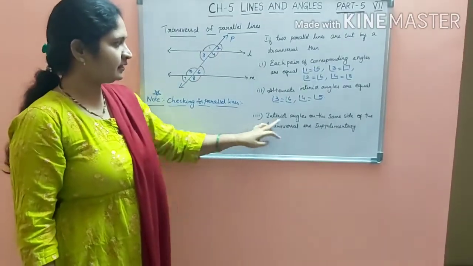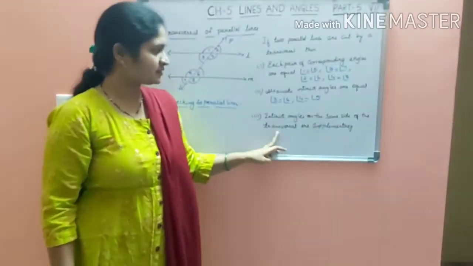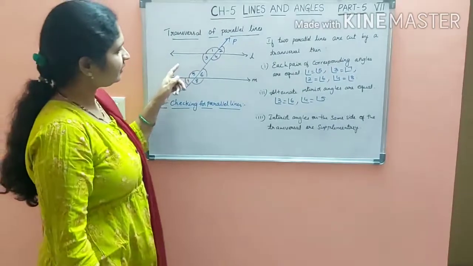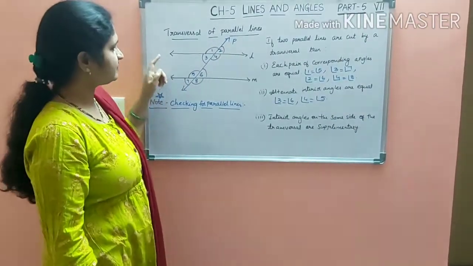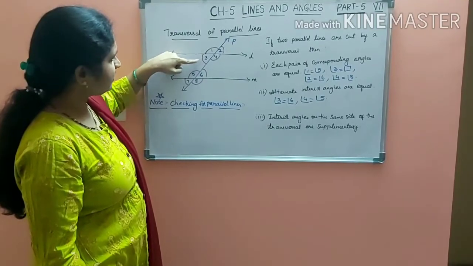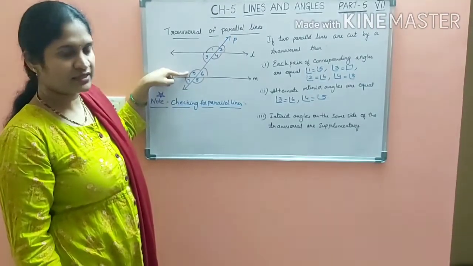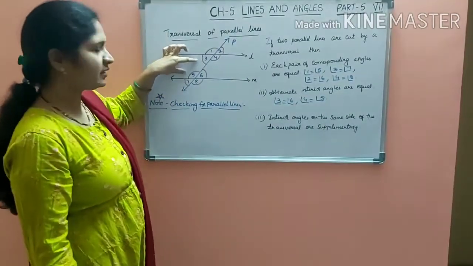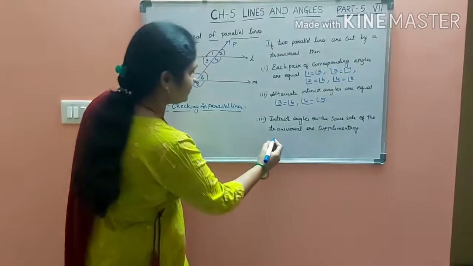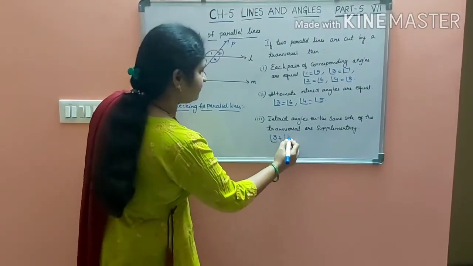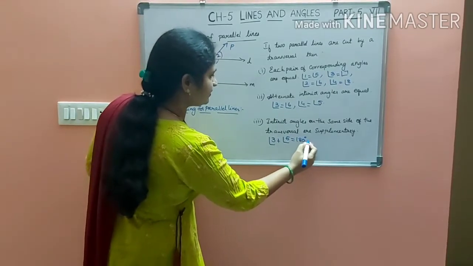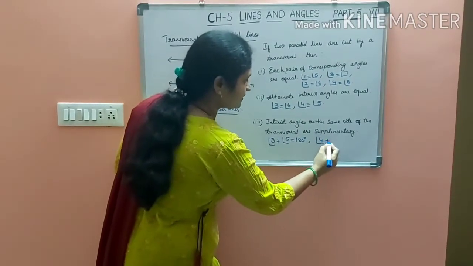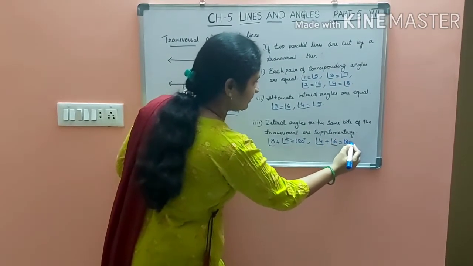Last one, last fact. Interior angles on the same side of the transversal are supplementary. In this, interior angles 3 and 5, which are on the same side of the transversal, they are forming supplementary. Forming supplementary means the sum of these two angles should be equal to 180. So, angle 3 plus angle 5 is equal to 180 degrees, comma, again angle 4 plus angle 6 is equal to 180 degrees.